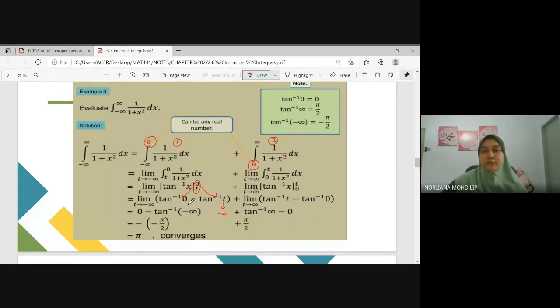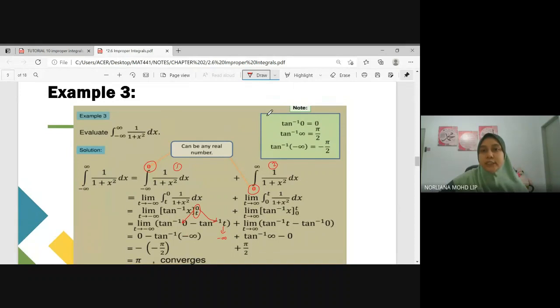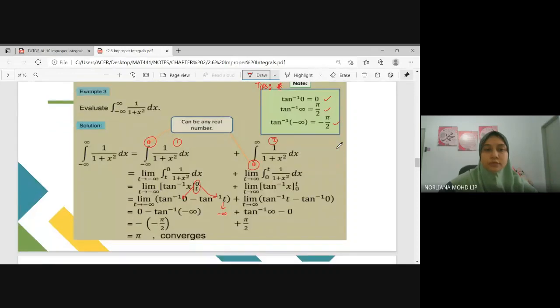For the tangent inverse, there are also tips. Just apply them. Tangent inverse 0 equals 0. Tangent inverse infinity equals pi over 2. Tangent inverse negative infinity equals negative pi over 2. You need to know these tips. You can take some notes for the tangent inverse. So tangent inverse of negative infinity is negative pi over 2. So the solution for the first term is pi over 2.